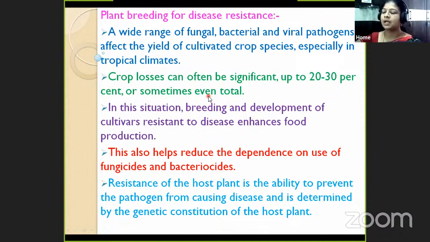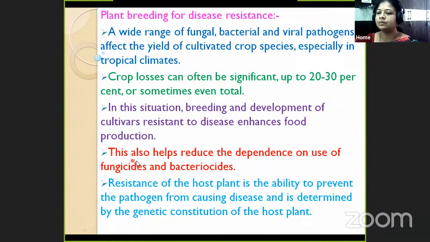So that's why, to prevent that infestation, a number of disease-resistant varieties are developed with the help of breeding programs. With the help of breeding, cultivars that are resistant to disease are developed, enhancing food production and preventing the infestation of the pathogen.